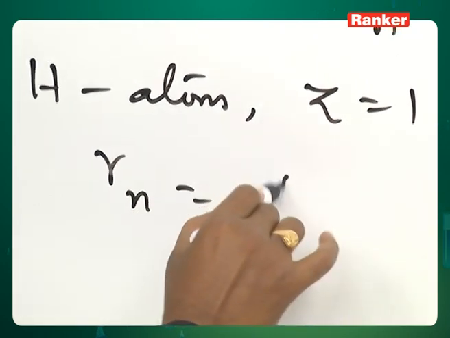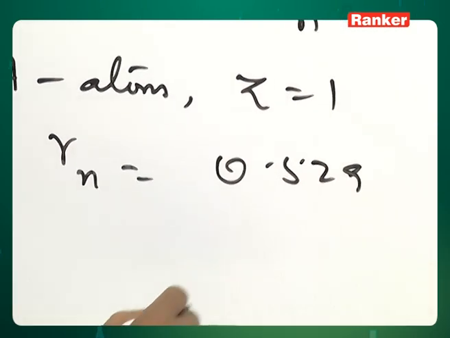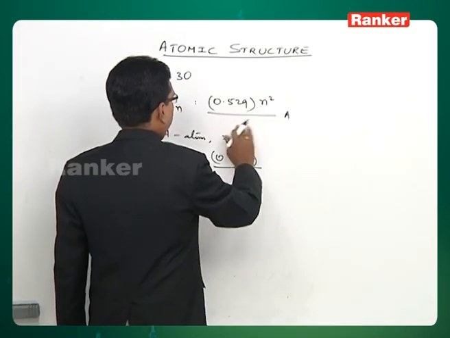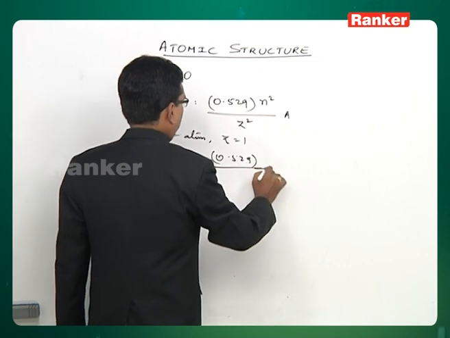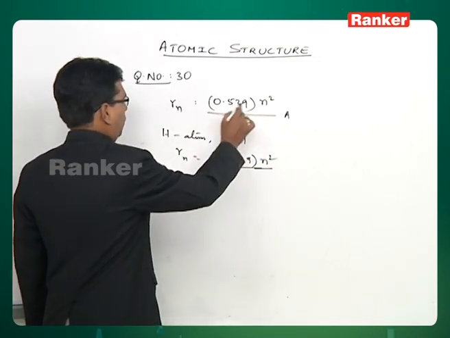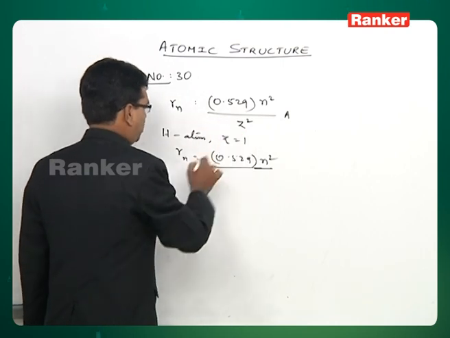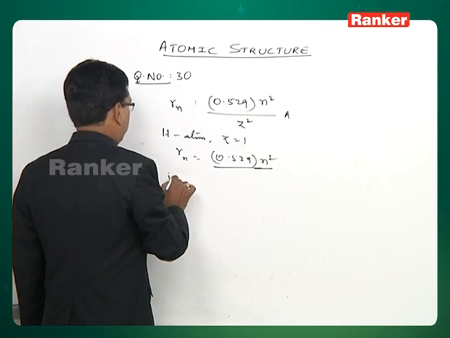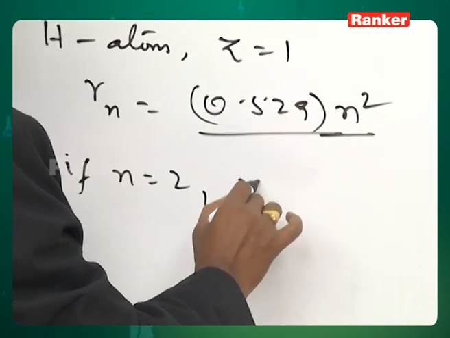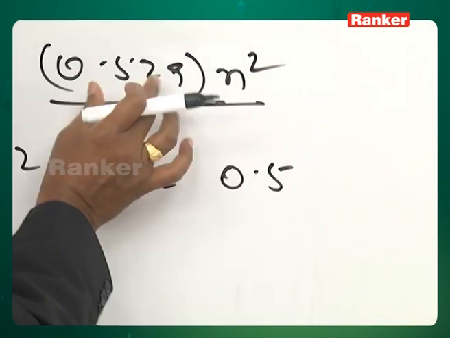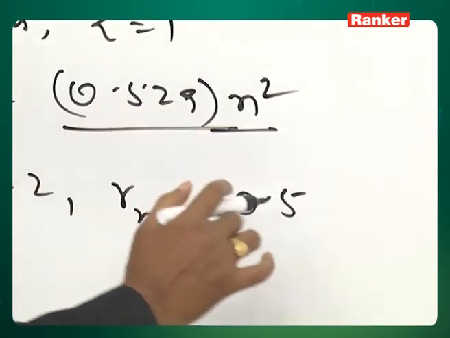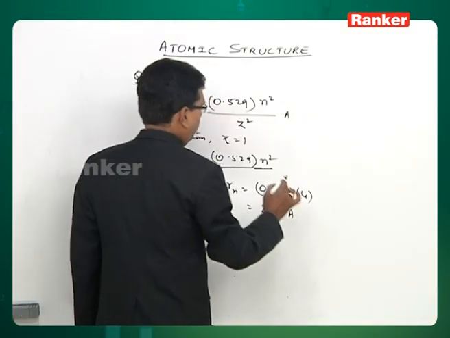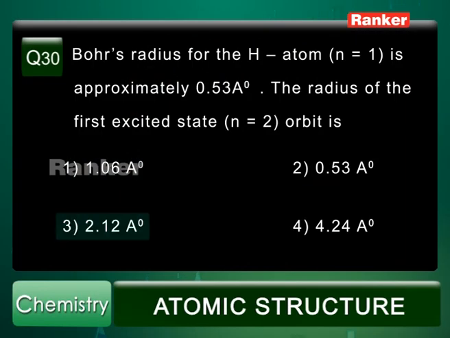And here because it is given for a hydrogen atom, z is equal to 1. So Rn is equal to 0.529 into n square by z square. z is equal to 1 for hydrogen. So Rn is equal to 0.529 n square. Now first excited state, it is given n is equal to 2. So this is approximately, in the question it is given 0.53. So it is 0.53 into n square, that is 4, which comes out to be 2.12 angstroms. So the correct answer is option 3.